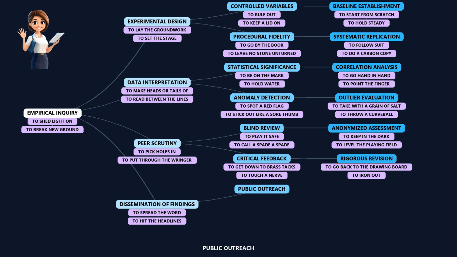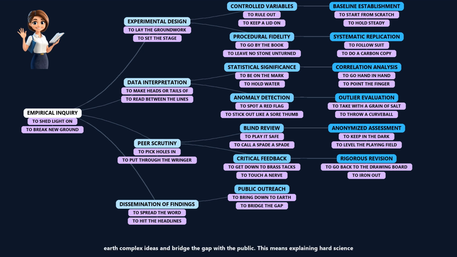Public outreach. Public outreach is a core part of dissemination of findings used to bring down-to-earth complex ideas and bridge the gap with the public. This means explaining hard science so that normal people can understand it too.